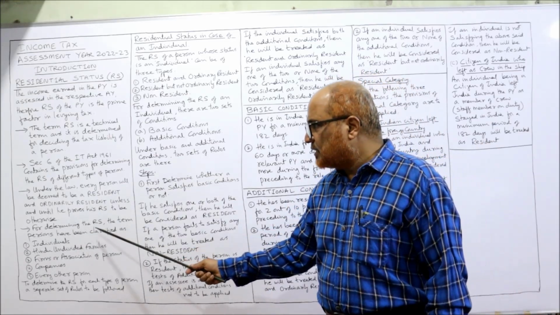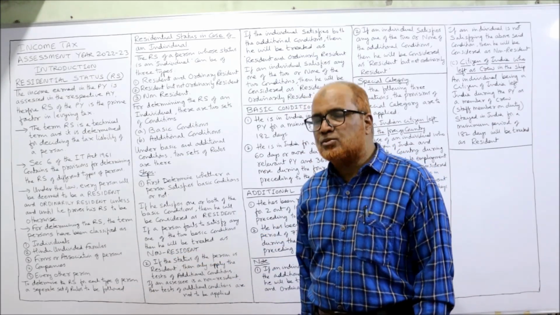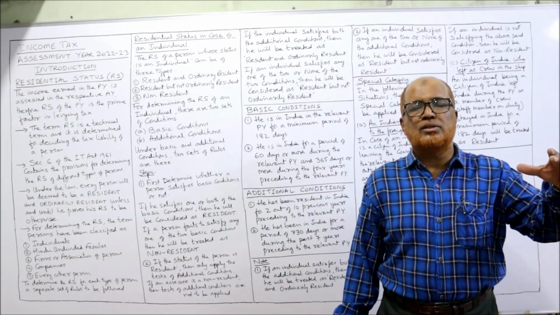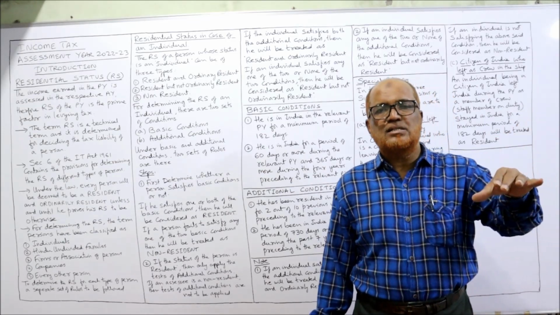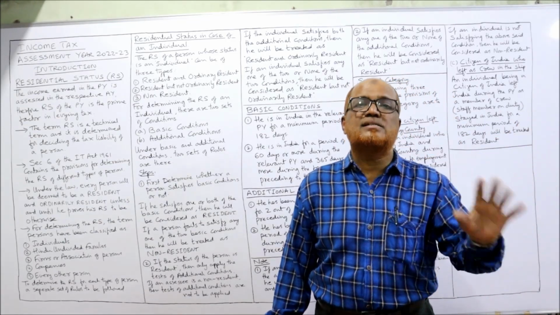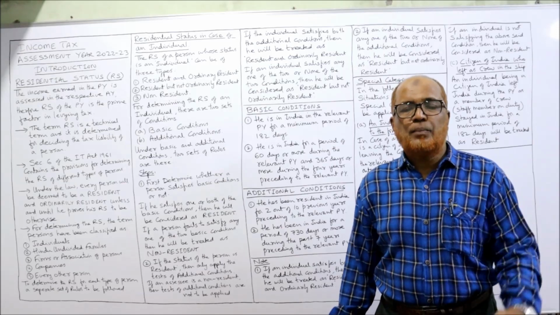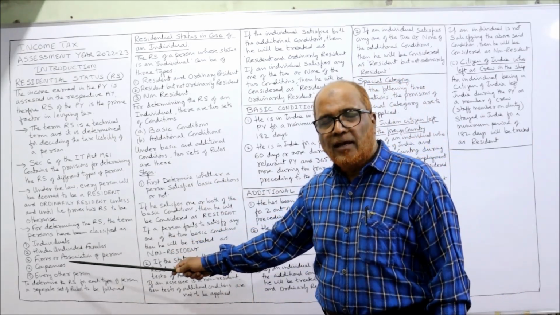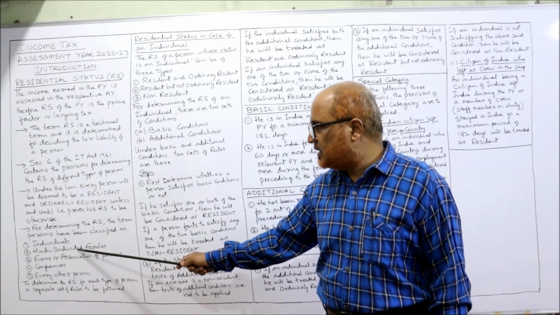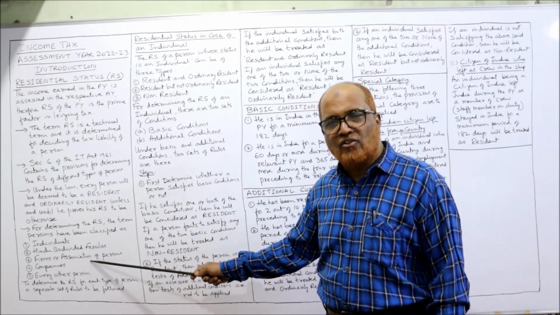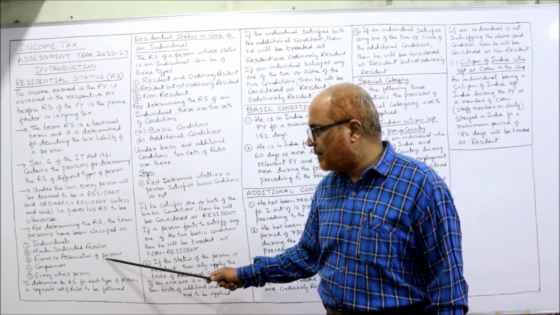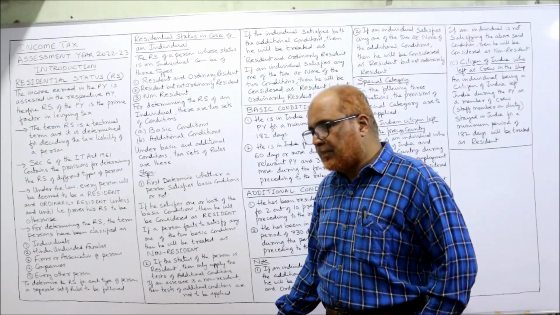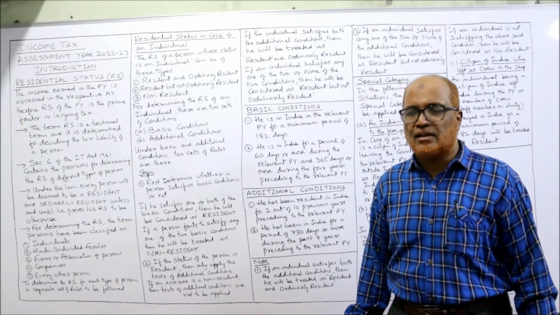Then for determining the residential status, the term person has been classified. Income Tax Act has given different provisions for determining the residential status of different persons. So who are the persons for determining the residential status? Individual is a person. Hindu undivided family is a person. Firms or association of persons is a person. Companies is also a person. Every other person. So broadly 5 categories are there.